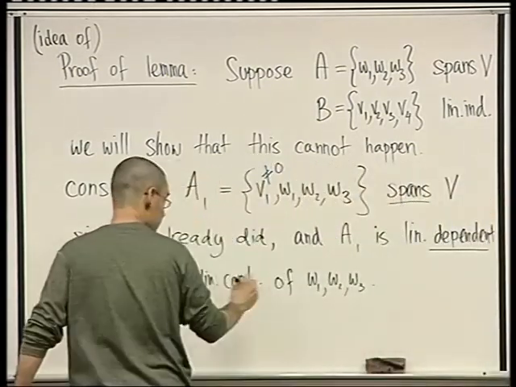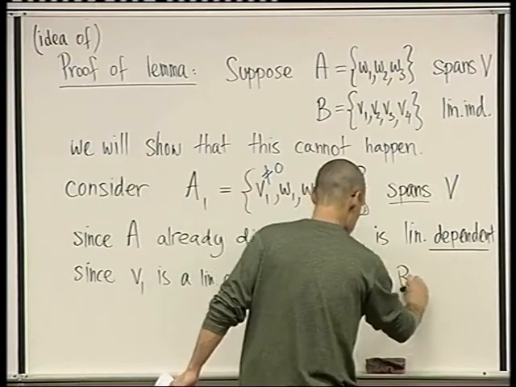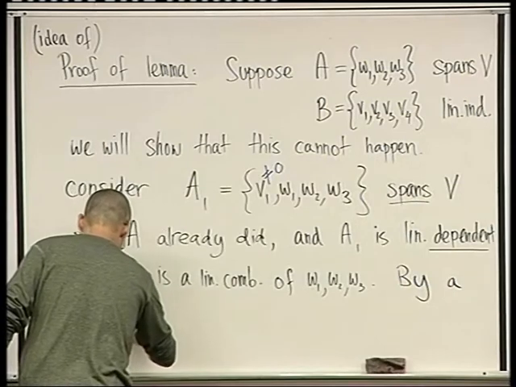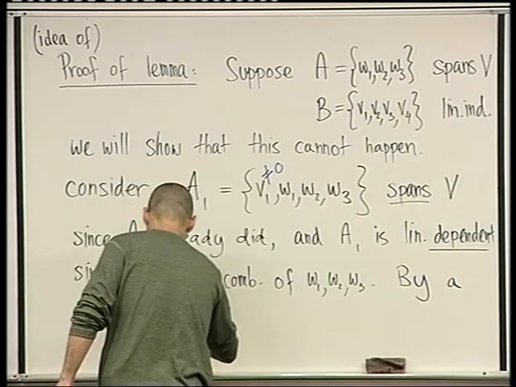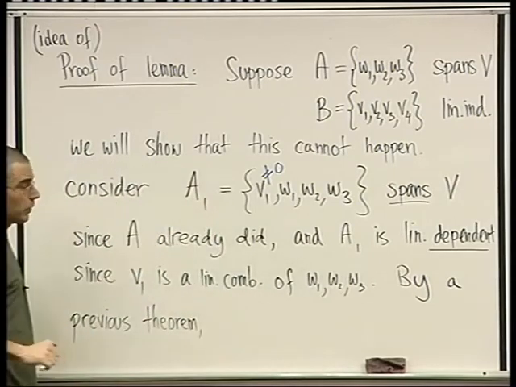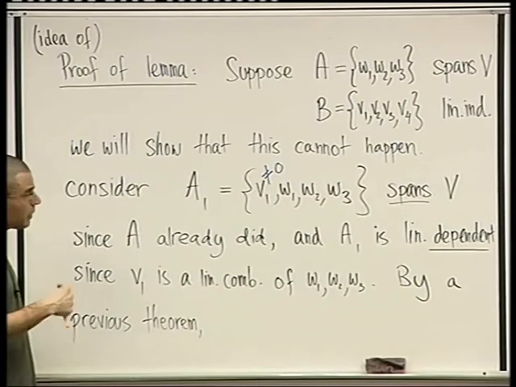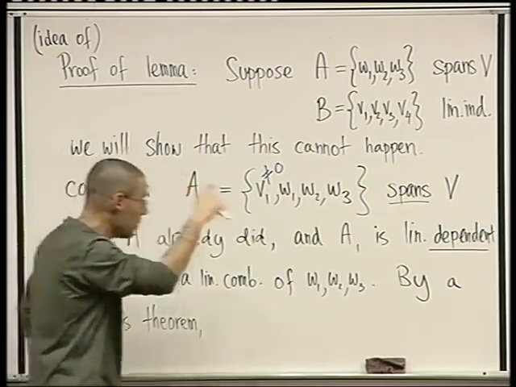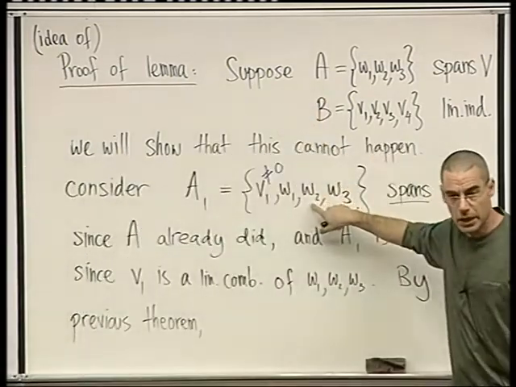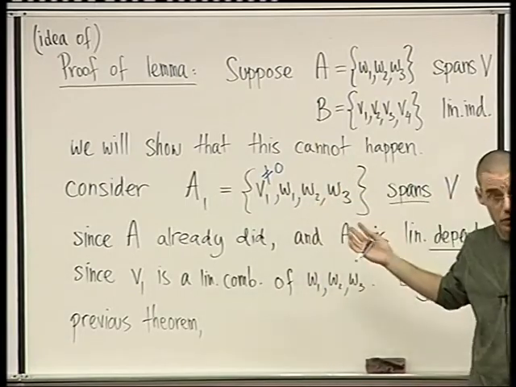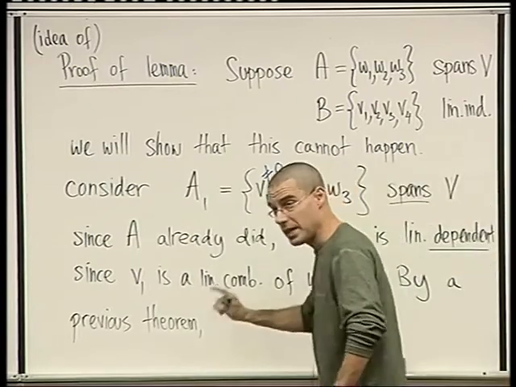So since it's linearly dependent, by a previous theorem, either W1 or W2 or W3 is a linear combination of its predecessors. And since I'm not writing a full-fledged proof, I'm going to make an assumption. Let's say it's W2. This is what's called without loss of generality. You can say it's W3, you can say it's W1, it doesn't matter, you'll see. Okay, so one second, let me write this.